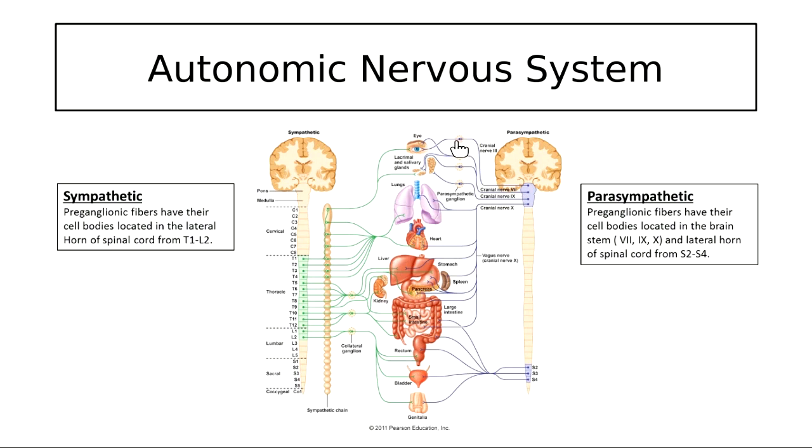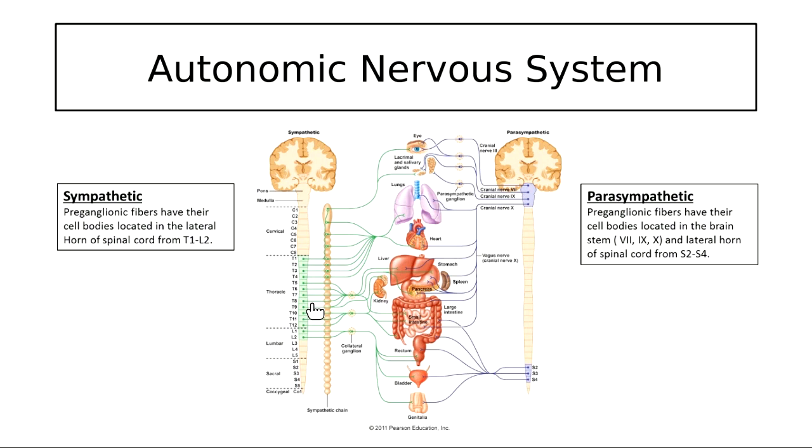Now, the divisions of this autonomic nervous system are shown right here. I have the sympathetic and the parasympathetic. So number one on your list is the sympathetic. It stands out in stressful situations. So let's read this. Preganglionic fibers have their cell bodies located in the lateral horn of the spinal cord from T1 to L2. Okay, so T1 to L2. That's going down pretty far. First thoracic to the second lumbar. So it's kind of in the middle of the spinal cord area.